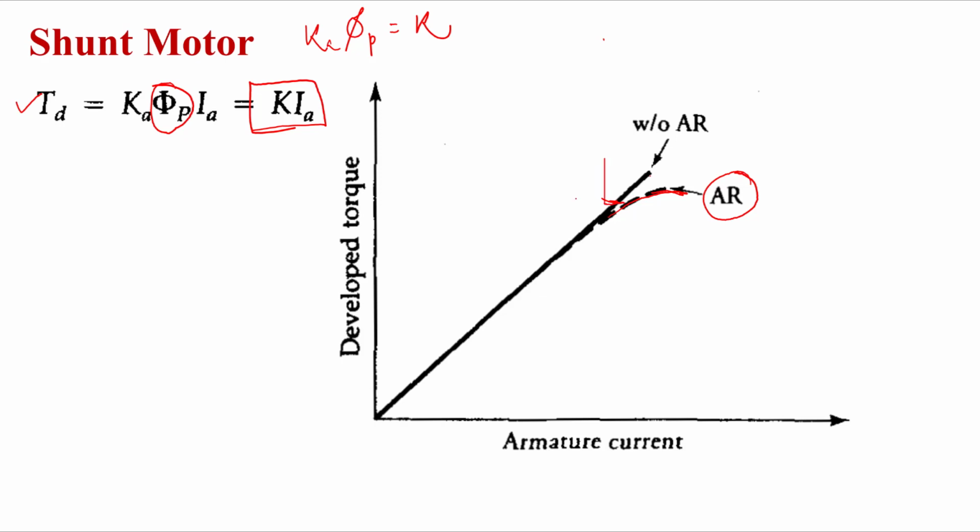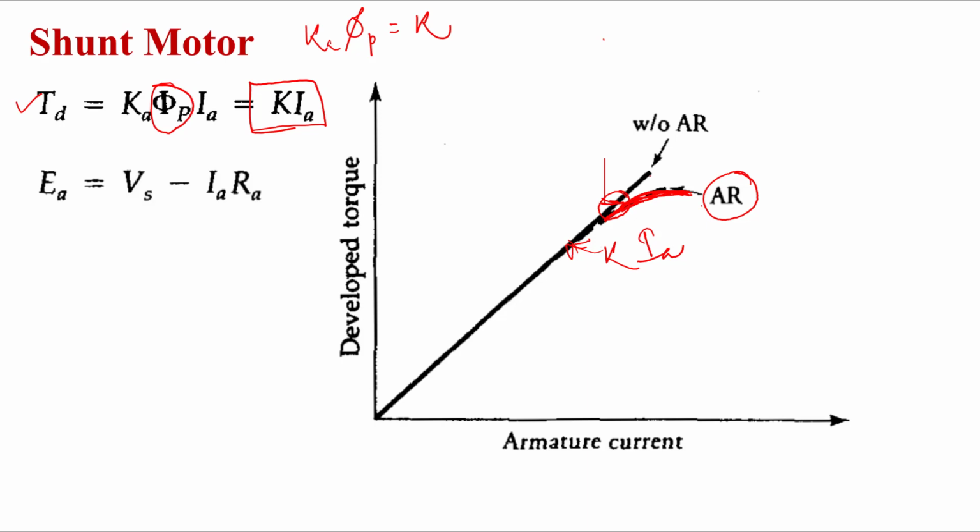As the armature current will decrease, the torque will also decrease, right? So therefore a little nonlinearity will exist during the full load condition if the armature reaction is not counteracted properly, right? So this is the equation for KIA. Okay, and when we actually consider the armature reaction, then it will become a little bit nonlinear structure, right?